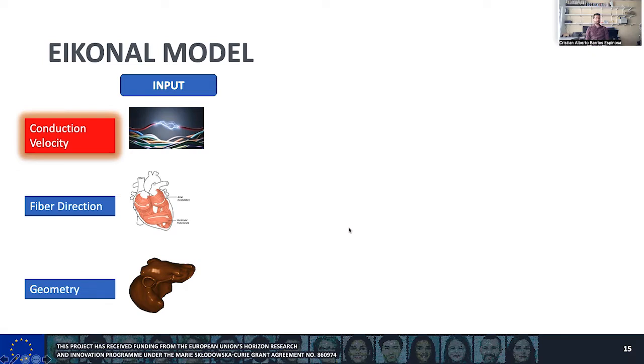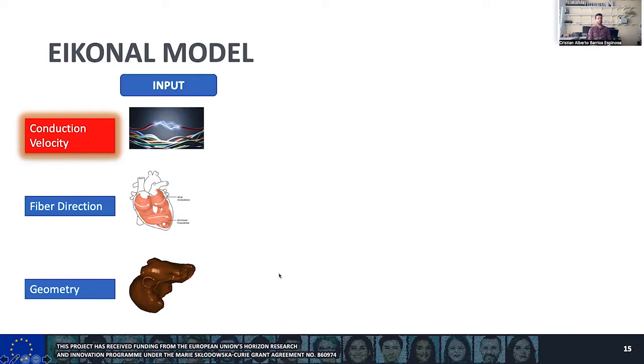Now I will explain the Eikonal model, that is the model that I have been extending during my PhD. It's very similar to the reaction diffusion in some aspects. It requires similar input. Instead of the conductivity, we use the conduction velocity directly from every node in the geometry. We need the fiber direction of the muscles in the heart, and we need the geometry of every patient's heart. That could be from MRI or from electroanatomical mapping.